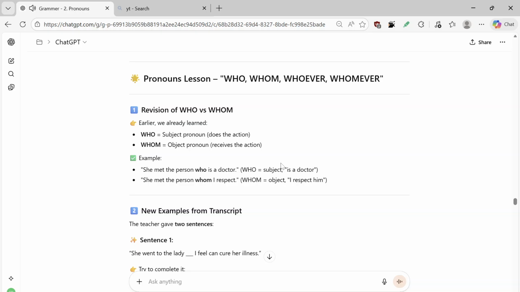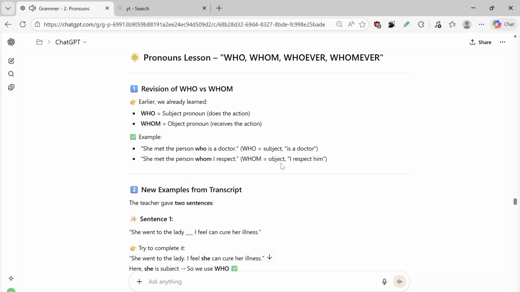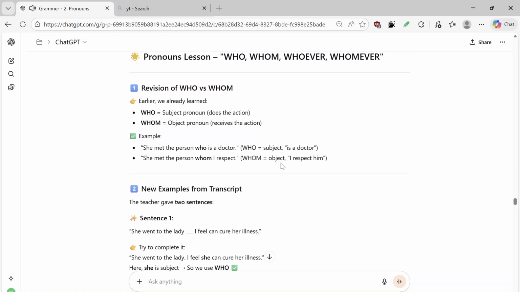the end. Pronouns lesson: who, whom, whoever, whomever. Revision of who versus whom. Earlier, we already learned who equals subject pronoun, does the action. Whom, object pronoun, receives the action. Example: she met the person who is a doctor. Who equals subject, he is a doctor. She met the person whom I respect. Whom equals object, I respect him.